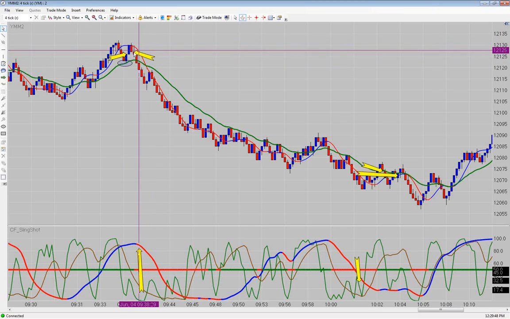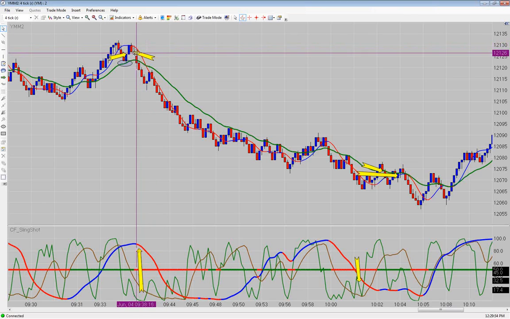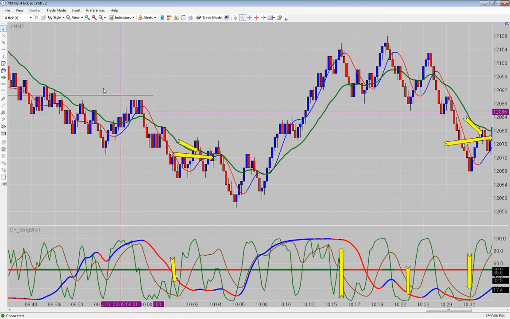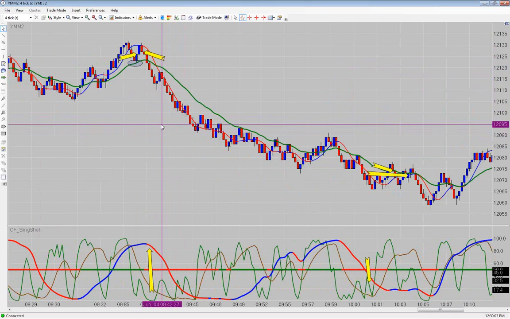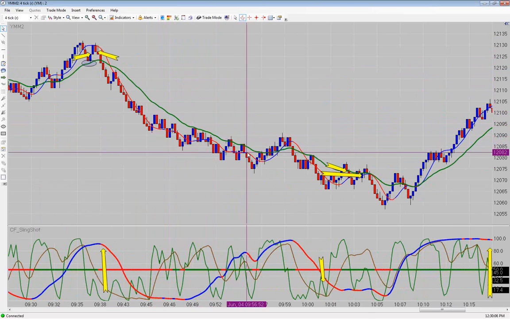I moved my stop up to break even when it got up to the MA1 right here. I had 5 or 6 ticks profit in the trade, and I moved my stop up to break even. It came back down. It was actually break even plus a tick. It came back down and got me out there. On the way down here, there were no opportunities that were good for trading.